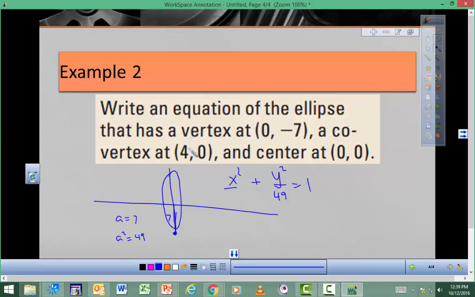What's the co-vertex? The co-vertex is this one, which means this one's 4, right? And so if that b is equal to 4, then b squared is equal to 16. And so 16 goes here. And that's it. I mean, that's pretty easy, right?